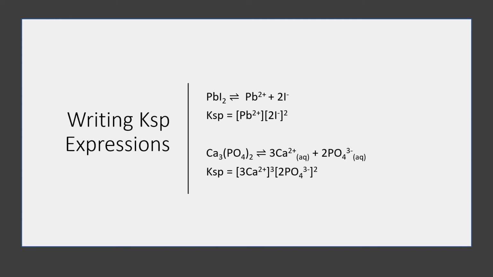Similarly, if we take calcium phosphate, which is a sparingly soluble salt, it produces 3Ca2+ plus 2PO4 3-. So the Ksp expression is Ksp equals [Ca2+] raised to 3, which is a coefficient, times [PO4 3-] raised to 2, again the coefficient of phosphate. That would give us the equilibrium constant expression.